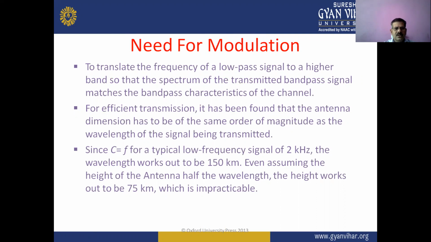Since C equals f lambda, for a typical low frequency signal of 2 kHz, the wavelength works out to be 150 km. Even assuming the height of the antenna is half the wavelength, so height of antenna will be equal to lambda upon 2, the height works out to 75 km, which is impracticable for this wavelength.